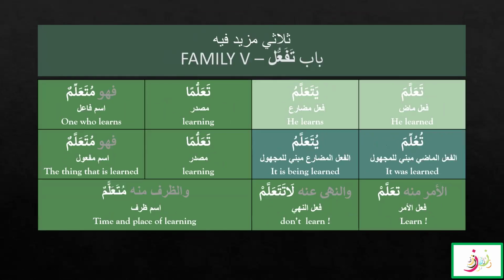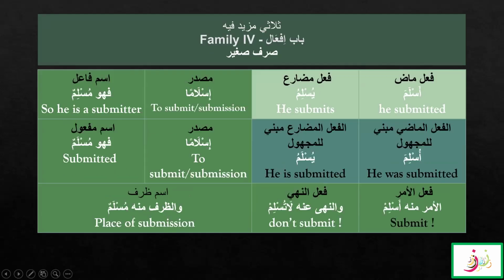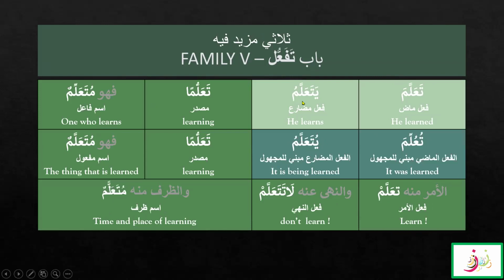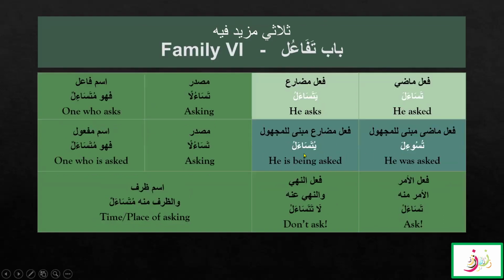Remember this. Again, see this. Bab tafa'alu, family 5, salasi mazid fihi. Ta'allama, yata'allamu, ta'allima, yuta'allamu. Ui sound, ua sound. You know that after family 4, the ui sound for fa'il mudari ma'loom changes to ua sound. And this we have already done. Ta'allama, yata'allamu, tu'allima, yuta'allamu.